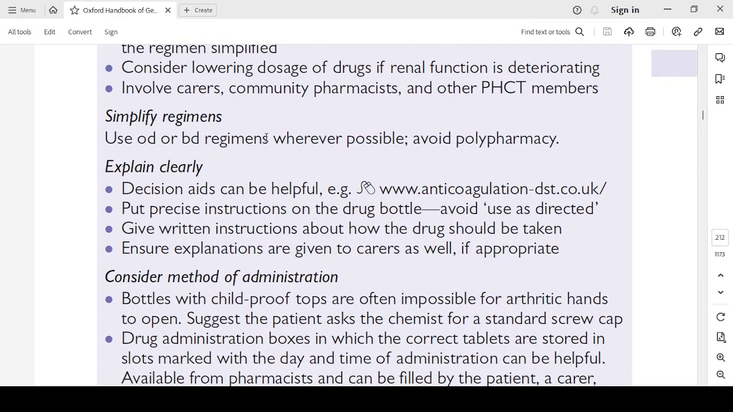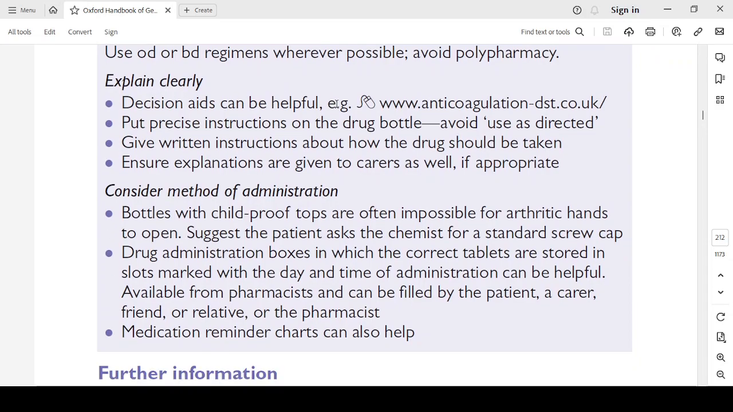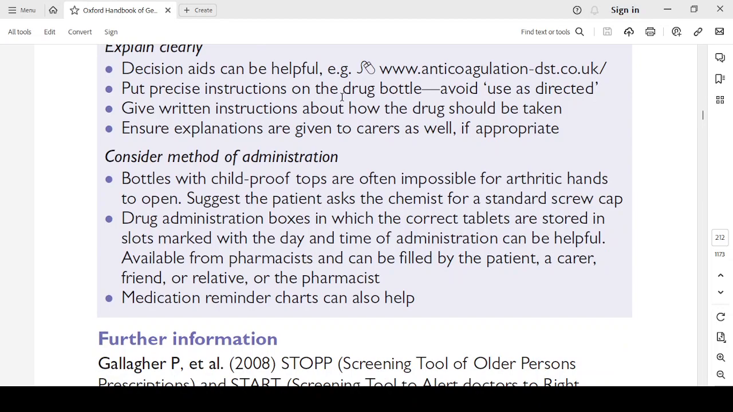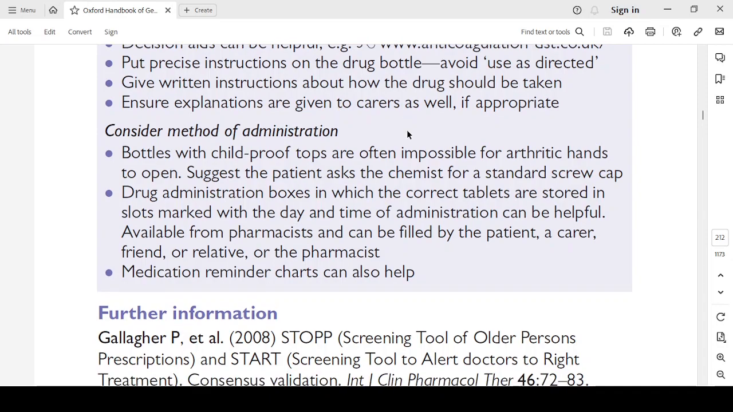Simplify the regimens. Use OD or BD regimens wherever possible. Avoid polypharmacy. Explain clearly. Decision aids can be helpful. Put precise instructions on the drug bottle. Avoid "use as directed". Give written instructions about the drug, how it should be taken. Ensure explanations are given to the carers as well, if appropriate.